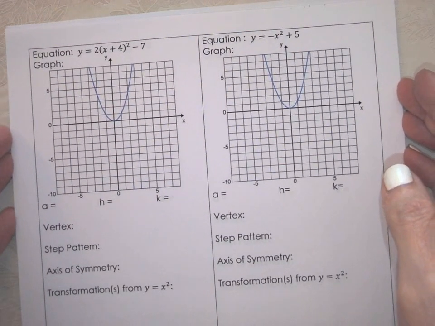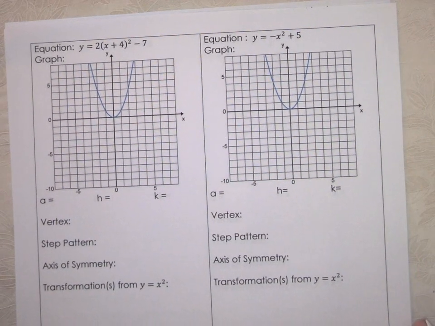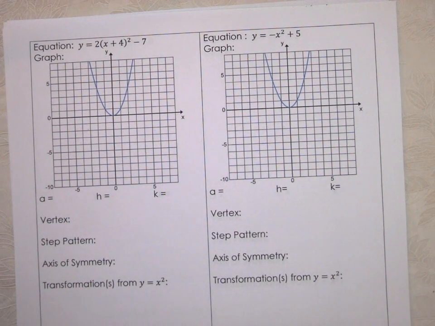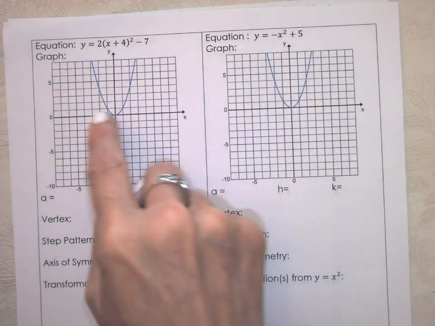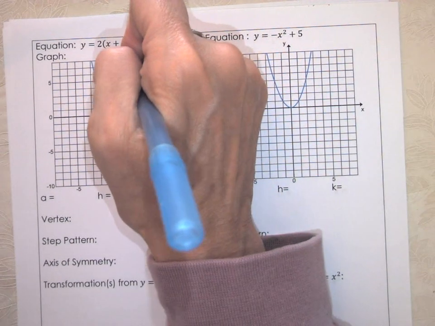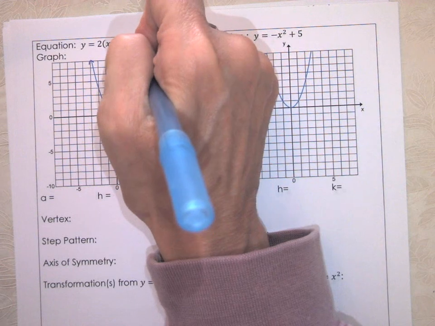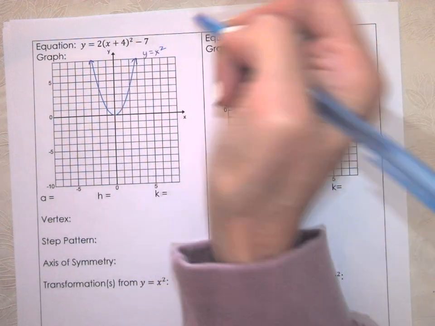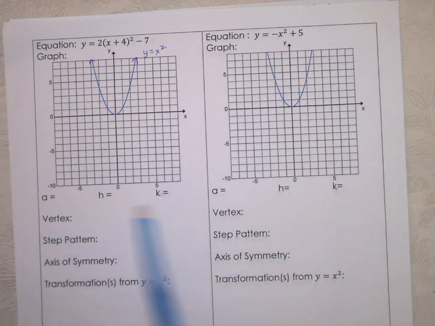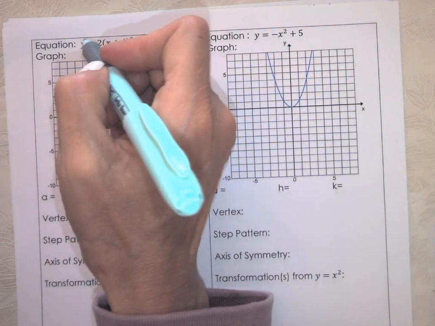So here we have our next equation. y equals 2 times (x plus 4) squared minus 7. So we've got our original marked on there already, our y equals x squared. And then we've got room to figure out what a, h, and k are in our new equation, given to us in vertex form.